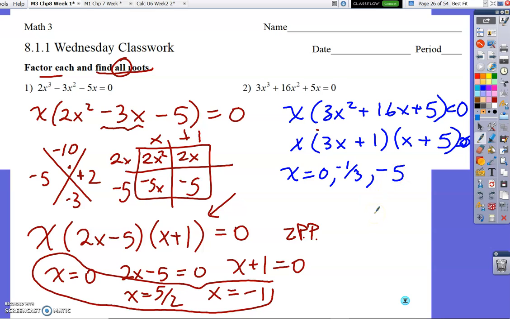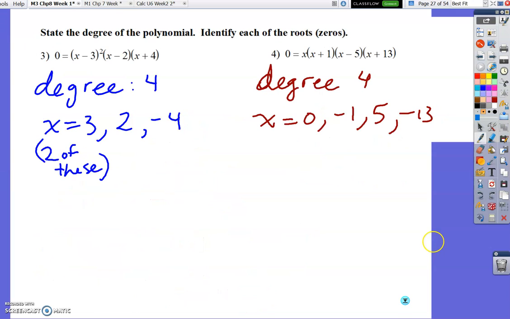For number 2, the degree is 4. 0 from the x, negative 1/3 from that second term, negative 5 from the third factor, and negative 13 from the last factor. If I were to sketch these, which it did not ask for, I'd have negative 4 over here, positive 2, positive 3.